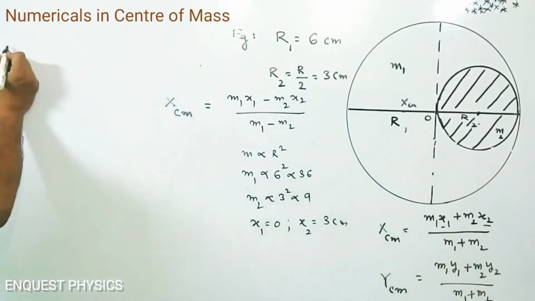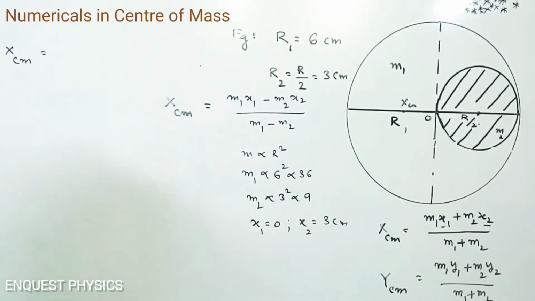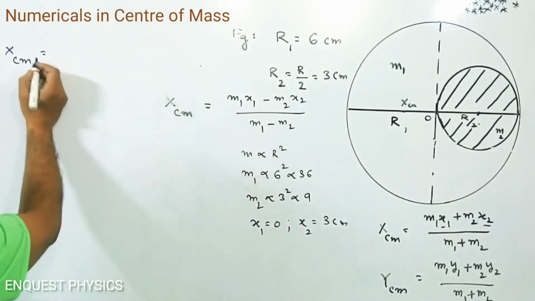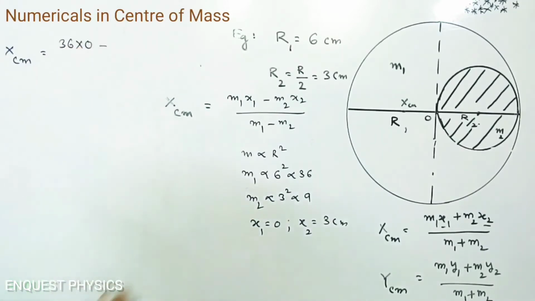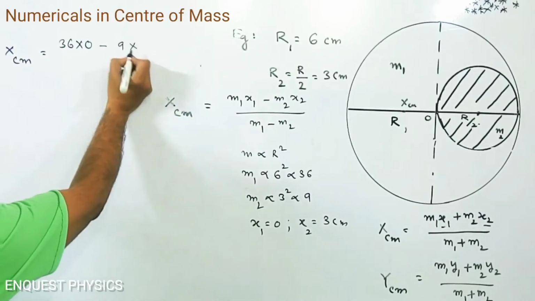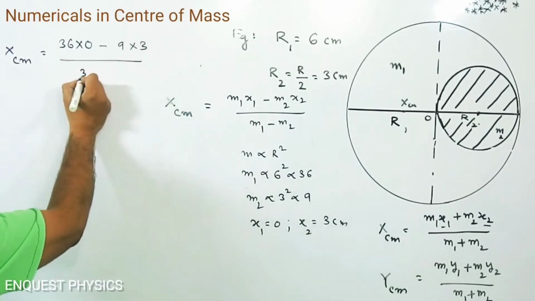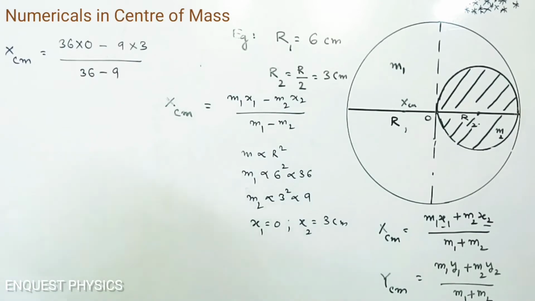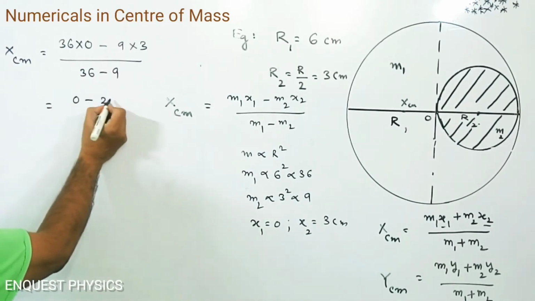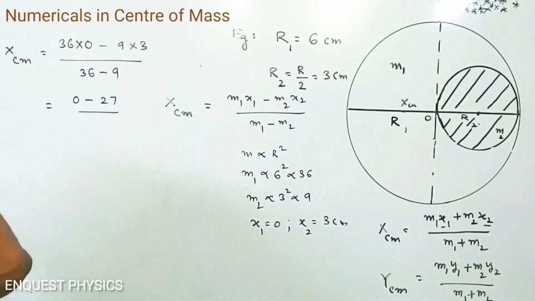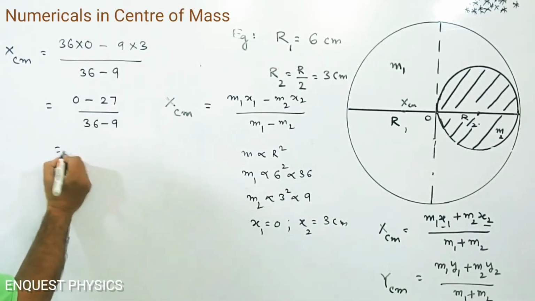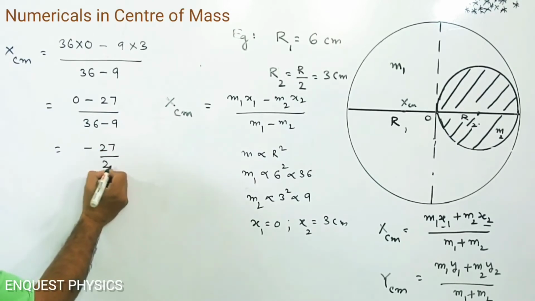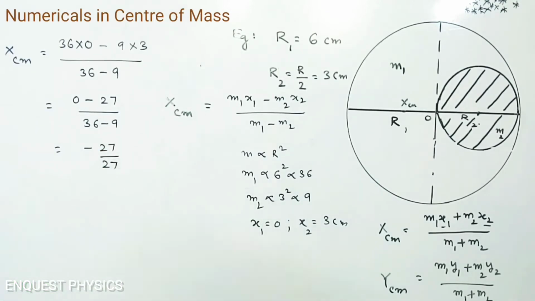Just put the values there, students. We will get xcm is equal to, okay, m1 is equal to how much? 36 multiplied by 0 minus 9 into 3, by 36 minus 9. That is 0 minus 27 by 36 minus 9, which is minus 27 by 27.